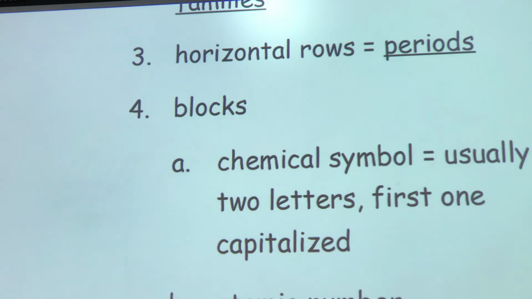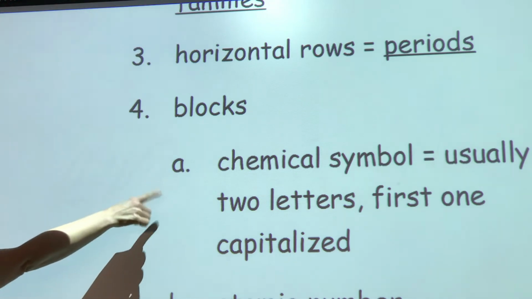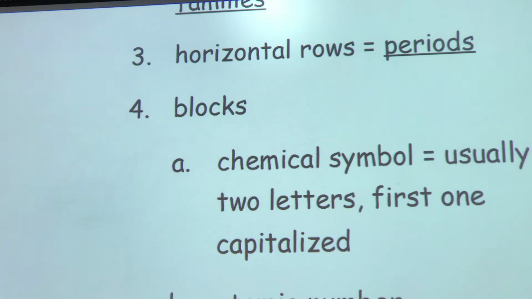First of all, the chemical symbol. It's usually a 2-letter symbol, and the first one is capitalized. There are several elements that just have 1-letter symbols. It's capitalized. But for the 2-letter symbols, the first letter is capitalized, the second letter is not. And that's an important thing because you can get really confused if you don't understand that. All right, so the chemical symbol, the elemental symbol, will be on there.